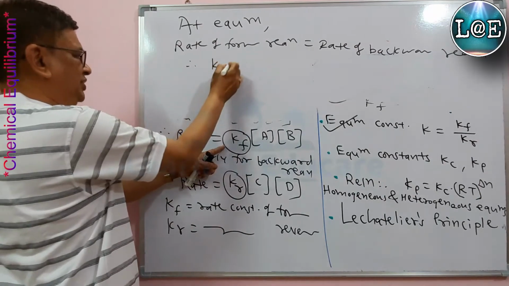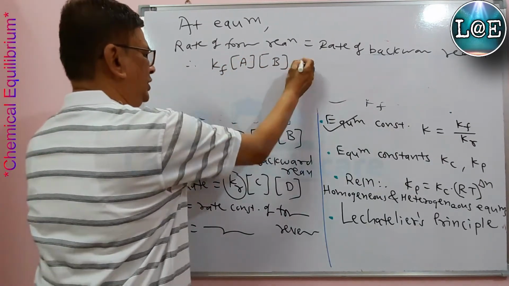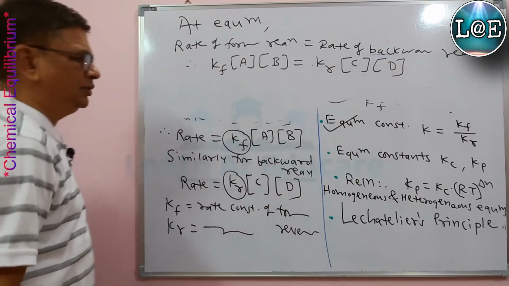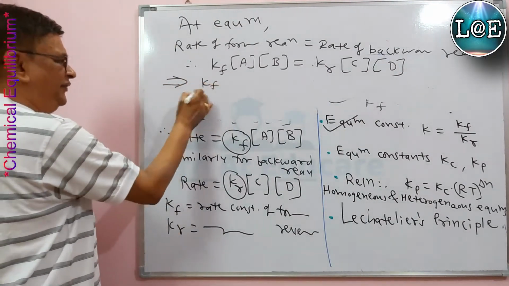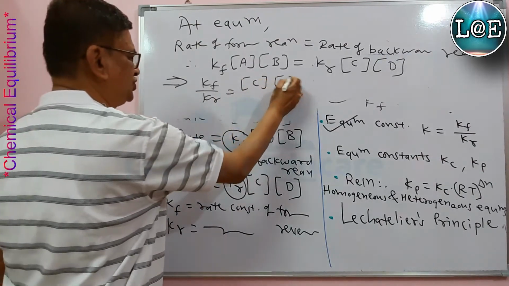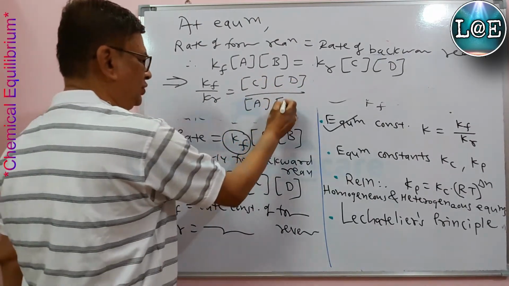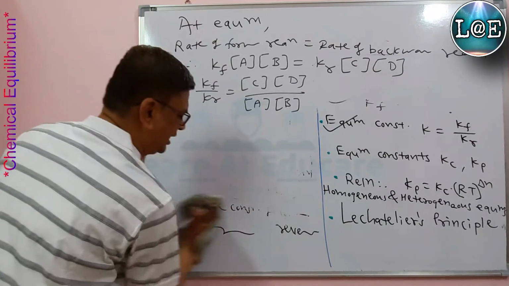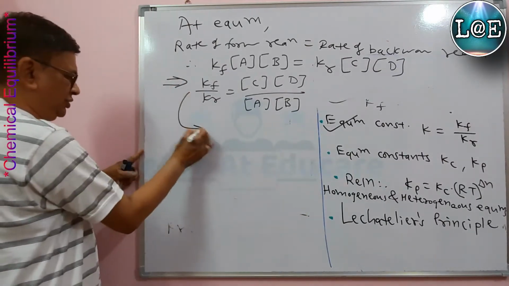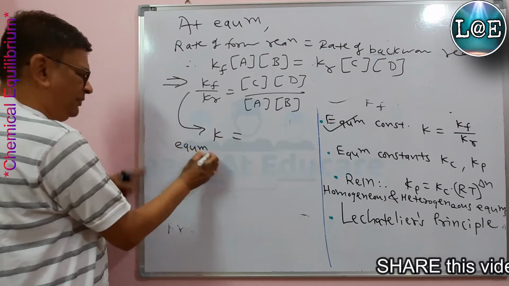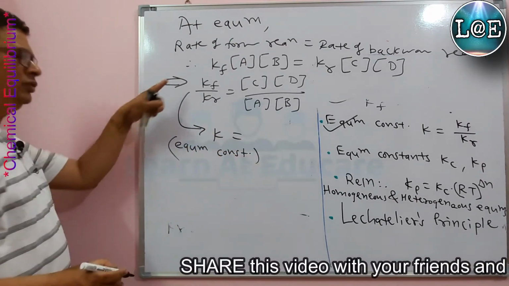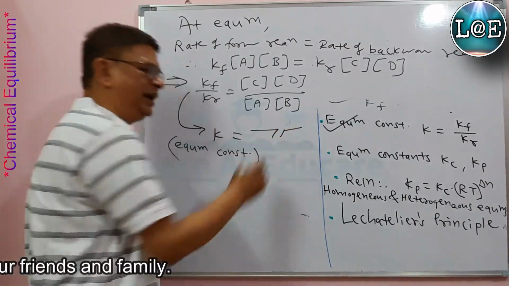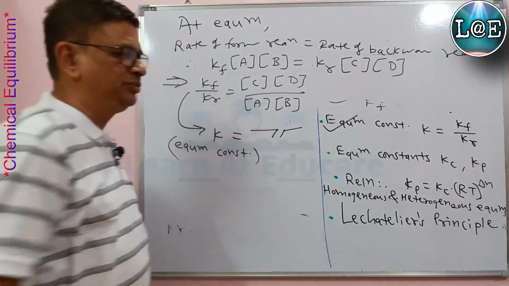The forward reaction rate was something like this, equal to the backward reaction, meaning reverse reaction, rate, which was something like this, and from that we can get such a ratio: Kf upon Kr equals concentration of C times concentration of D, divided by concentration of A times concentration of B. And remember, this Kf upon Kr, the ratio of two rate constants, is taken as a constant called the equilibrium constant. It is denoted by K.